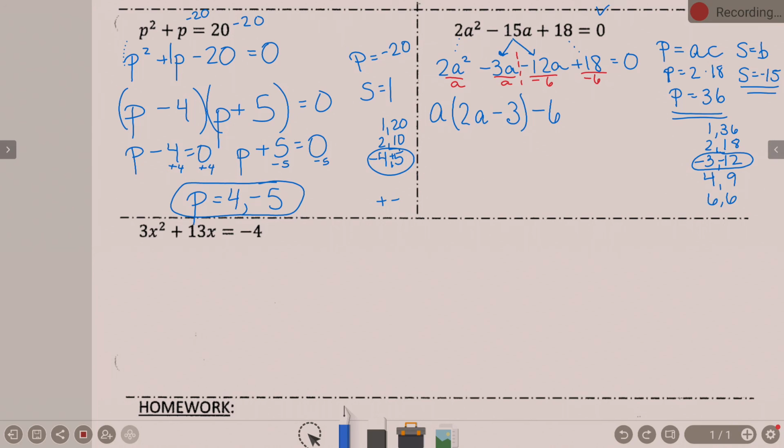So we're going to factor out negative 6. Negative 12a divided by negative 6 is 2a. The a sticks around. 18 divided by negative 6 is negative 3. What's the good news here? They match. That equals 0. They match.